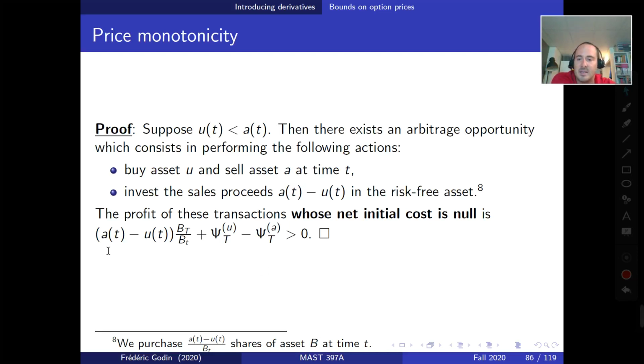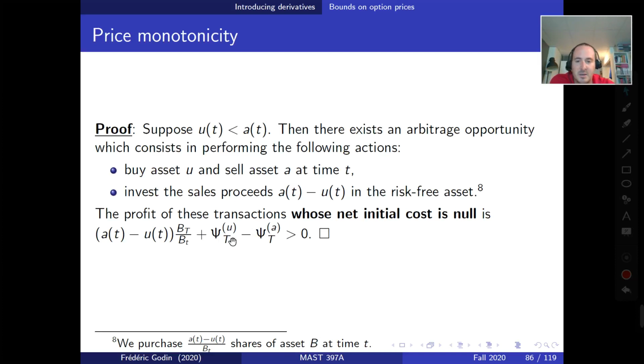So the profit from that is the difference between the two options, because you've purchased U and you've sold A, so you get the price of A minus the price of U. This is the interest rate accrual factor between time small t and capital T. So by our assumption here, this should be strictly greater than zero.